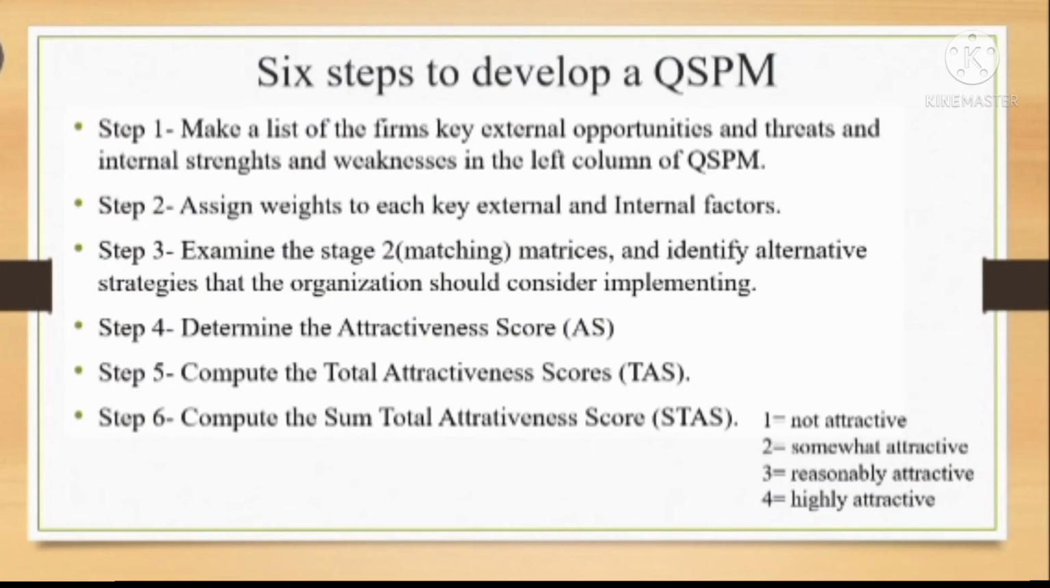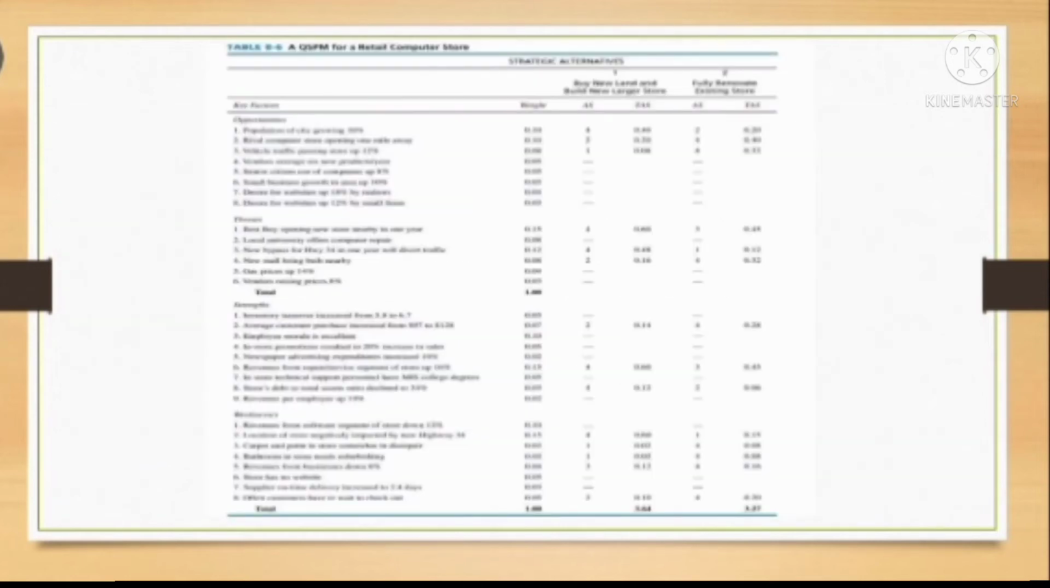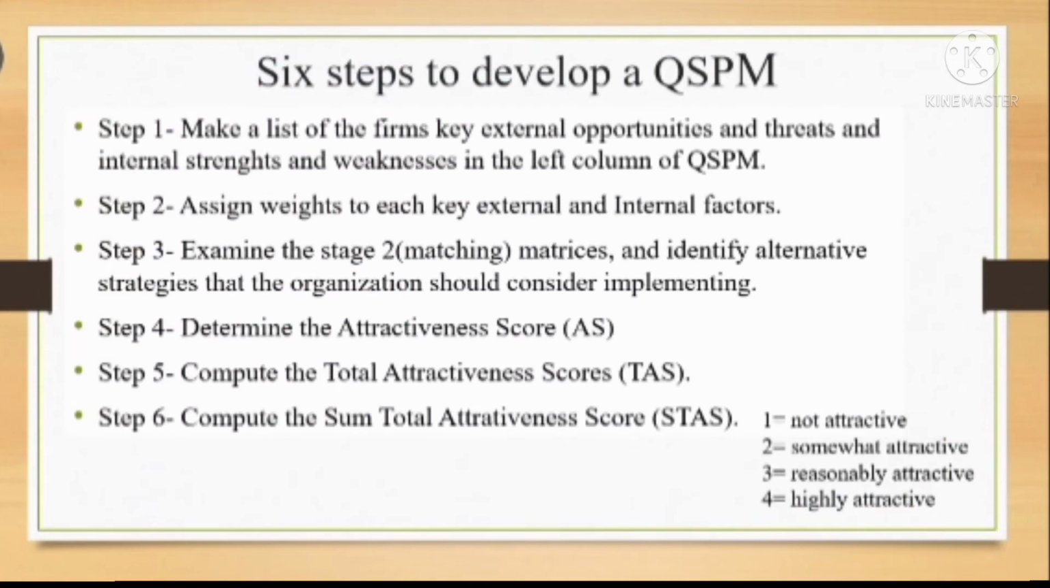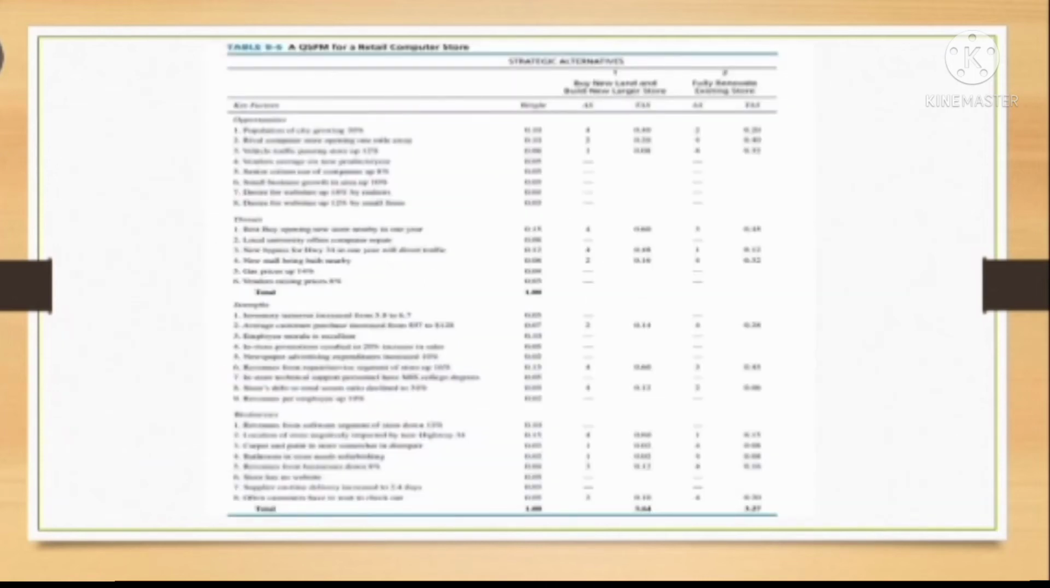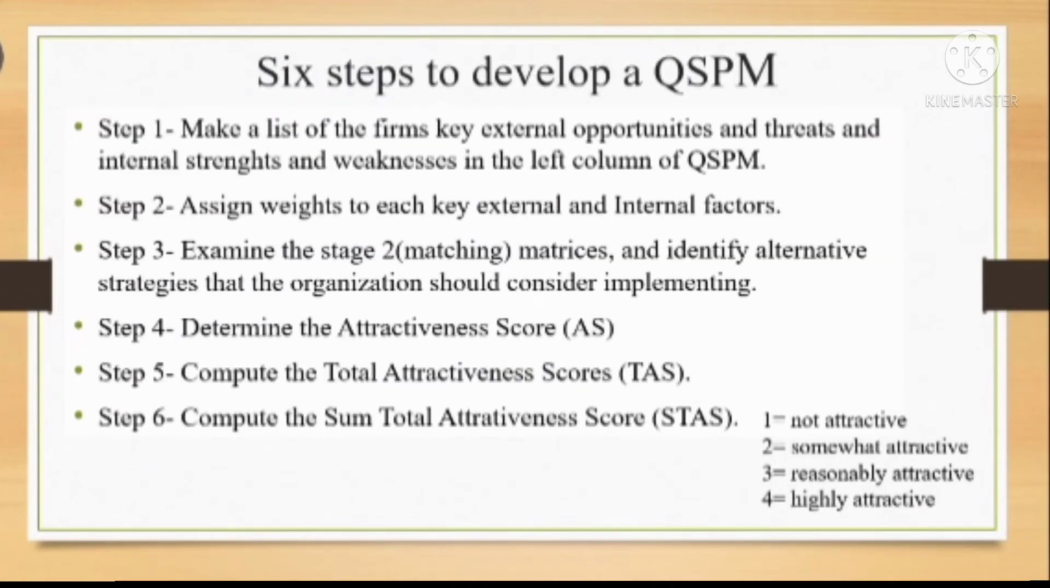Next, step 2. Assign weights to each key external and internal factor. Makikita natin dito sa example ng QSPM natin, yung population of city growing 10%, ang weights niya ay 0.10. So, these weights are identical to those in the EFE matrix and the IFE matrix. Step 3. Examine the stage 2 matrices and identify alternative strategies that the organization should consider implementing. So, ito yung ating dalawang alternatives. Buy new land and build new larger store. Then fully renovate existing store. So dito ay group the strategies into mutually exclusive sets if possible.